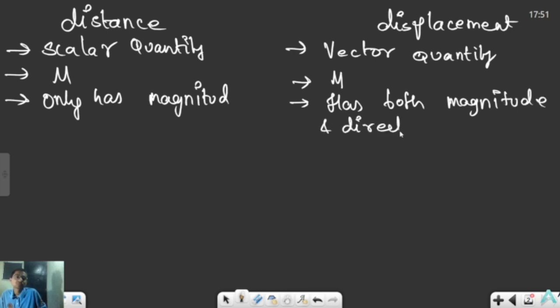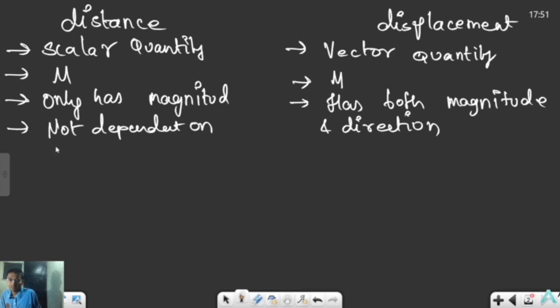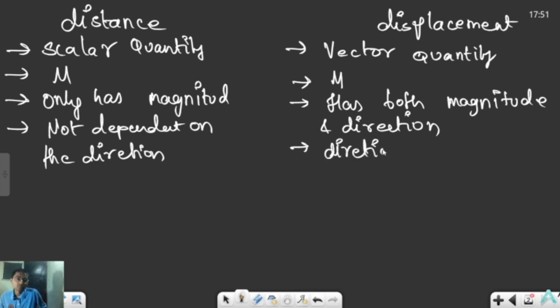Now there is one more criterion. Distance is not dependent on sign, not dependent on the direction, you can say. Displacement is direction dependent because it's a vector quantity. So these are the key differences between distance and displacement.